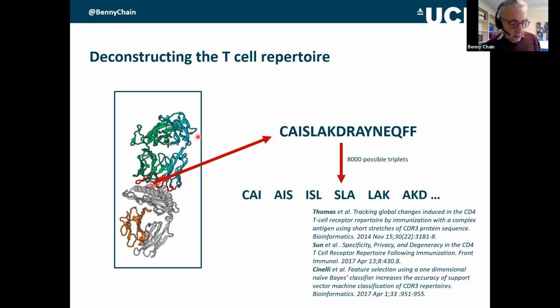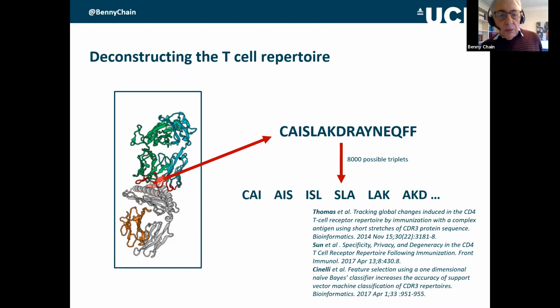And just, I'm conscious time's moving on. So in the last part of the talk, I just wanted to get an impression of the way we're now going back to try to sort out this question of a TCR metric. So in our past work, based on this idea of hotspots, we focused very much on the sharing of triplets.